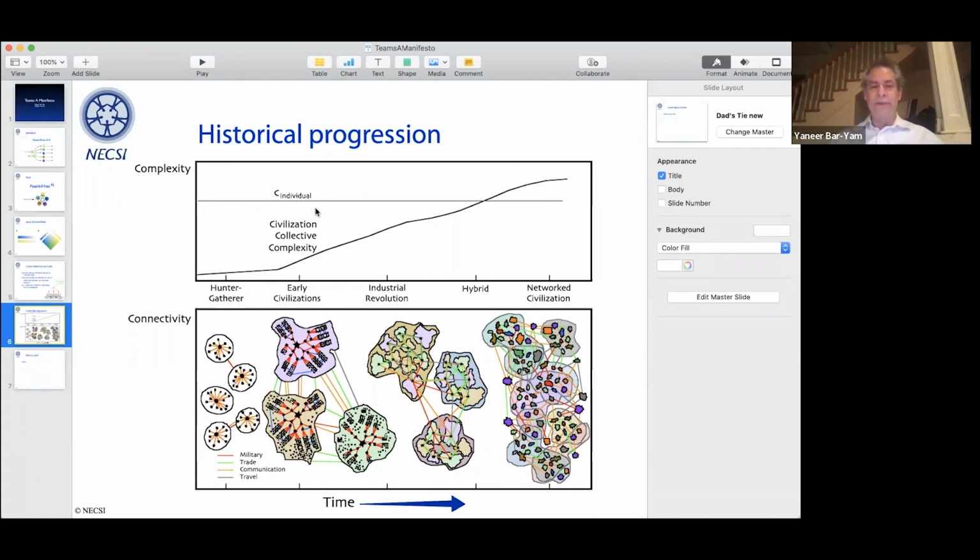boundary between an individual's complexity across the individual's complexity. And once you get beyond this boundary, you have to have teams. No choice. So we must have teams. Systems are failing. And so the future is teams.